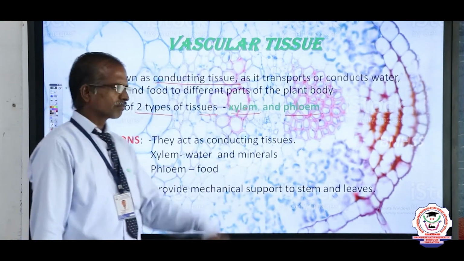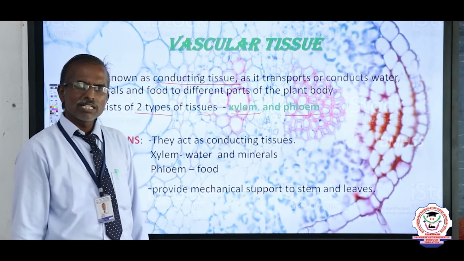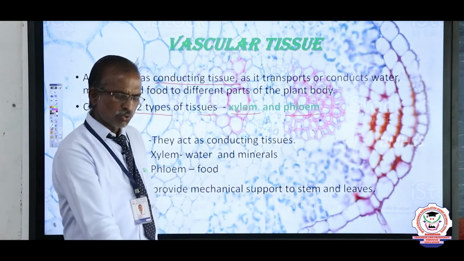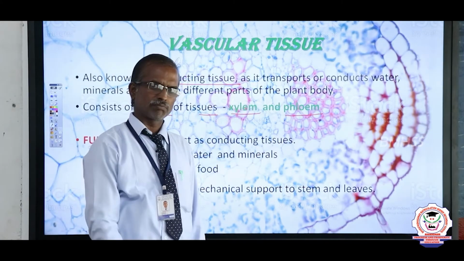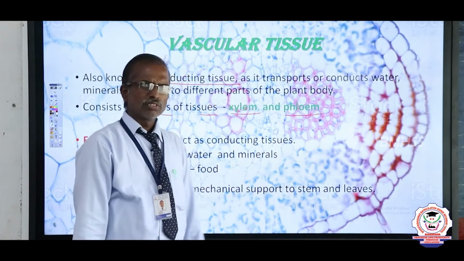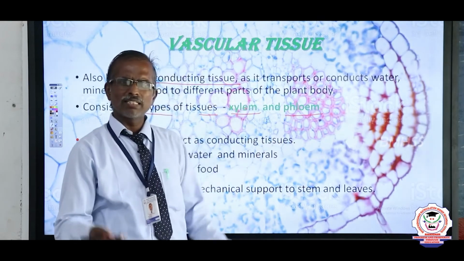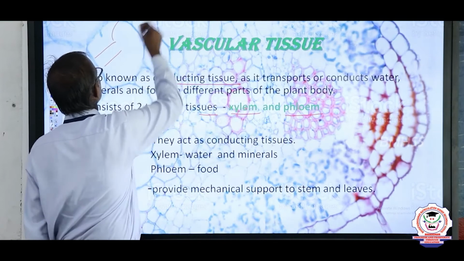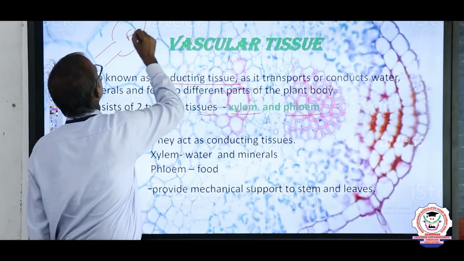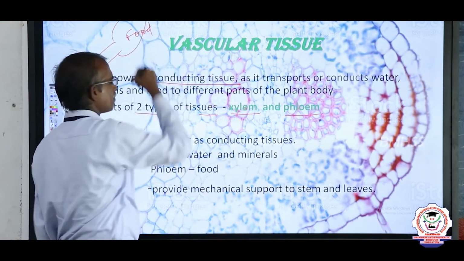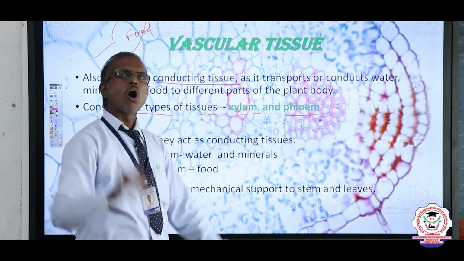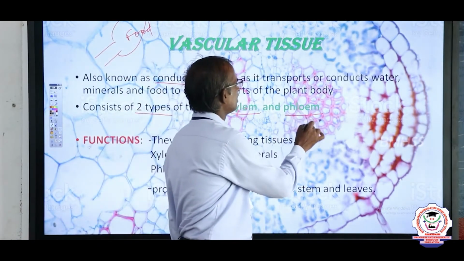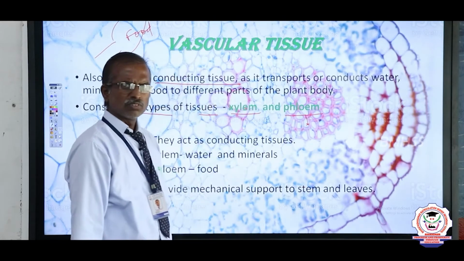We know that water and minerals are transported through the xylem vessels from the root tips to the tip of the plant. Phloem: the food is actually prepared by the leaves. From the leaves, food is prepared, and this prepared food is transported to all other parts of the plant body through a channel. We call it the phloem.